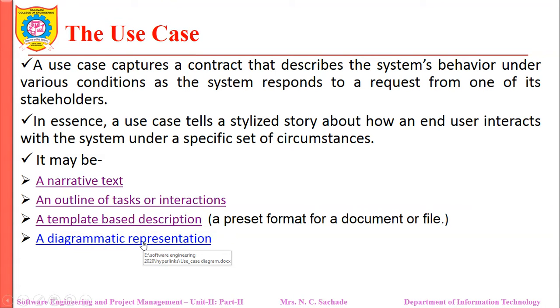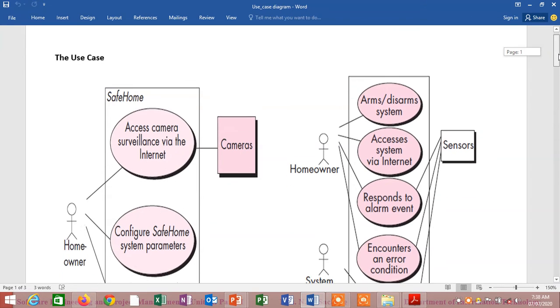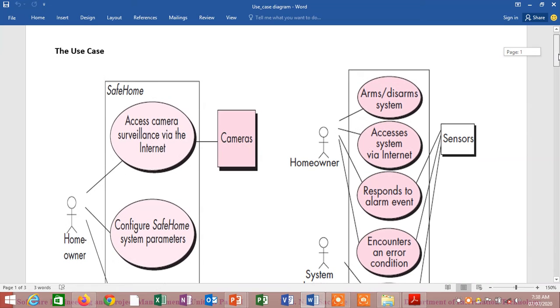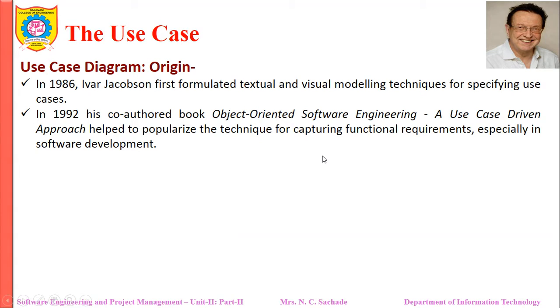Or at the end we can have a diagrammatic representation. So this is how use case diagrams are really drawn. I would just introduce it here. Don't worry about the symbols, we are going to talk about them very soon. So the system is SafeHome, these are the use cases, this is the actor, and this is another actor. So this is how we are representing it. We are going to see these diagrams in detail again. And now we are heading towards the next.